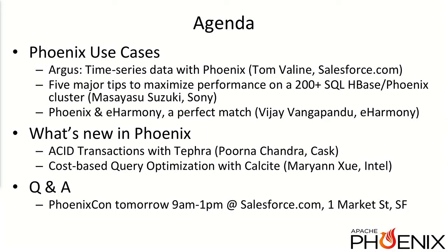And then we're going to switch gears and talk about a couple of new features in Phoenix. One is Purna Chandra is going to talk about transactions in Phoenix through Apache Tephra. That's kind of exciting. That's been released in 4.7. And then after that, Maryann Zhu is going to talk about cost-based query optimization in Phoenix using Calcite. So that's some new, ongoing work that's taking place.